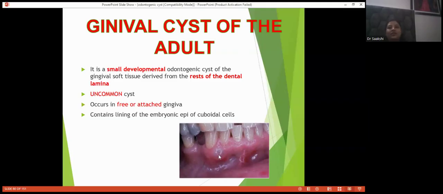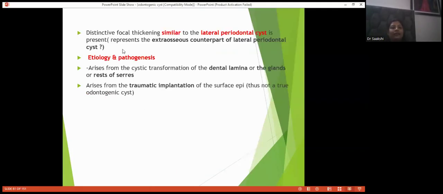That is your gingival cyst of the adult. Now it contains the lining of the embryonic epithelium of cuboidal cells. Distinct focal thickening similar to the lateral periodontal cyst is present. Coming on to the etiology, it arises from the cystic transformation of dental lamina or the glands, or rests of Serres.